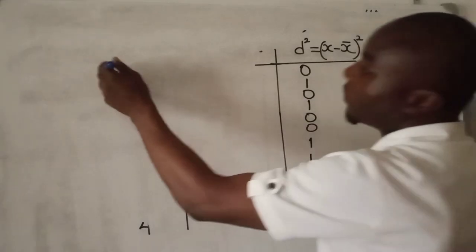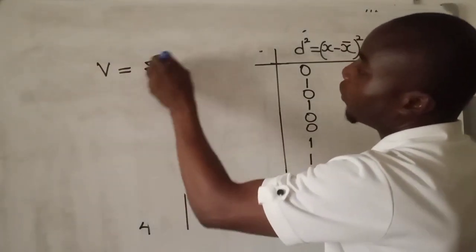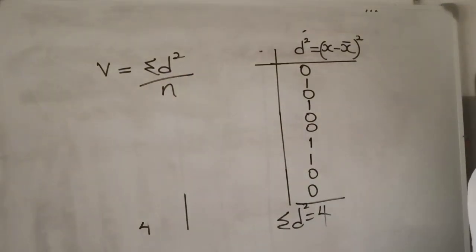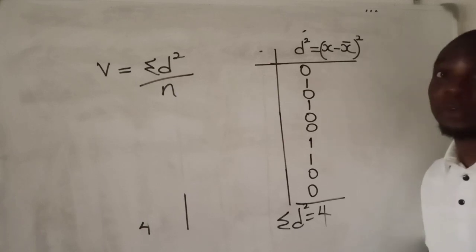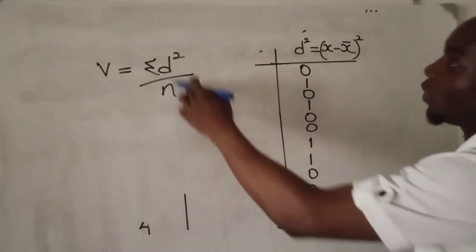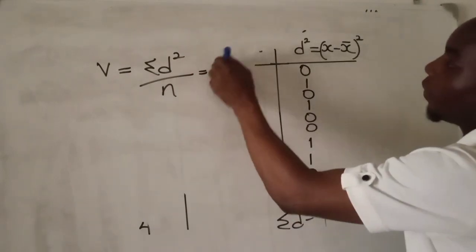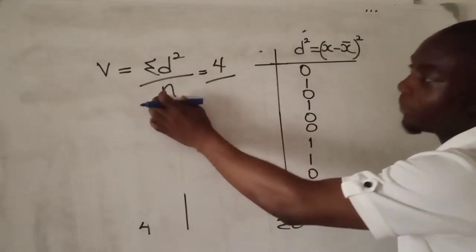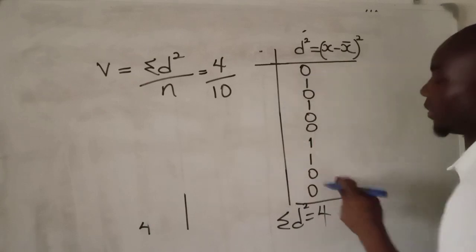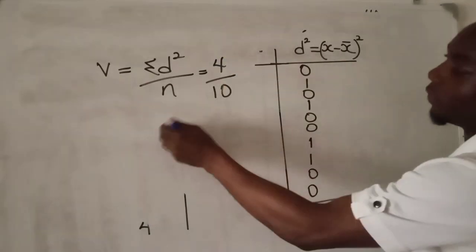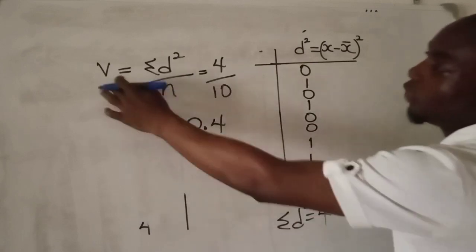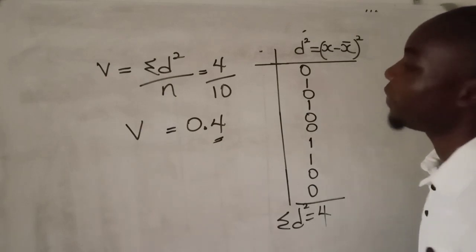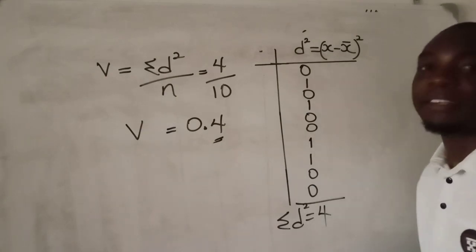Okay. Then our variance now is equal to summation of our deviation squared divided by the number of items. How many items do we have? We have 10 items or 10 numbers. Okay, so our summation of deviation squared is 4. So we'll have 4 divided by the number of items, or the number of our set of numbers. We have 10 of them. So 4 divided by 10, that will give us 0.4. So therefore, our variance is 0.4.